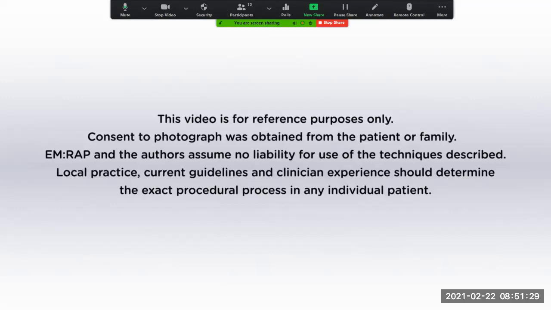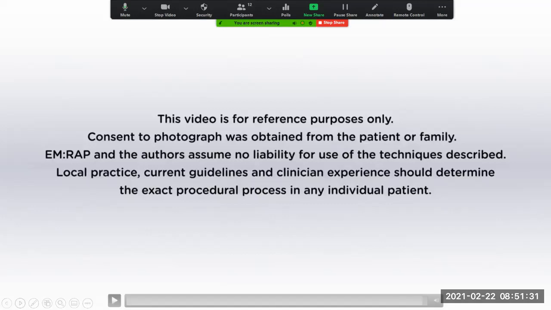It's just the procedure that I wanted you guys to see as well, okay? So I think we're more or less at the end.